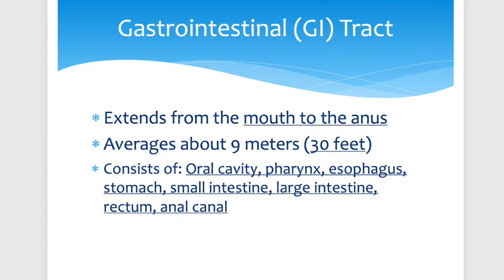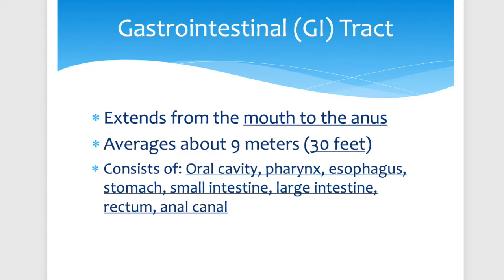So if we start first with the gastrointestinal tract or GI tract, again, that extends from the mouth to the anus, and it's about 30 feet in length. So that is a lot of space to be fitting inside of you, and the way that it fits inside of you is basically by being folded up.